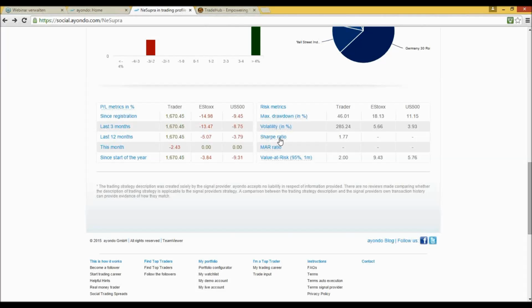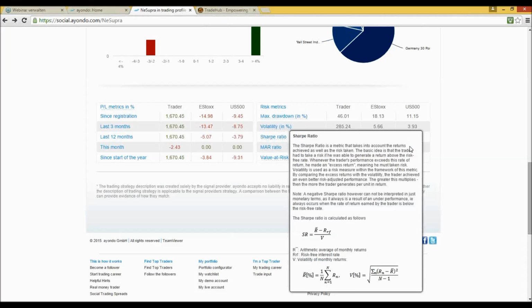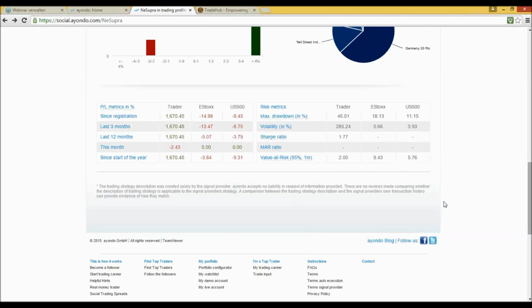So if we click on Sharpe ratio and we click on more, it tells you exactly what the Sharpe ratio is. It tells you how to calculate the Sharpe ratio and what each of the letters indicate. So for any mathematicians out there that want to calculate those for themselves, feel free. You've got that for the Sharpe ratio, you've got that for value at risk as well, and then you've got that for the MAR, and you've got that for volatility.